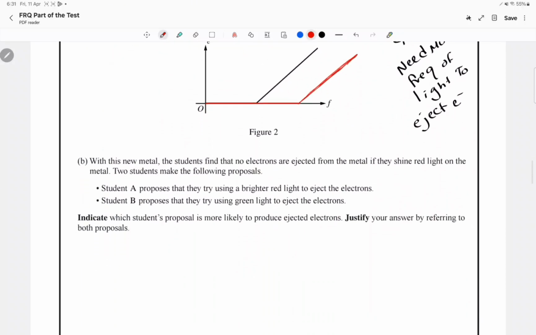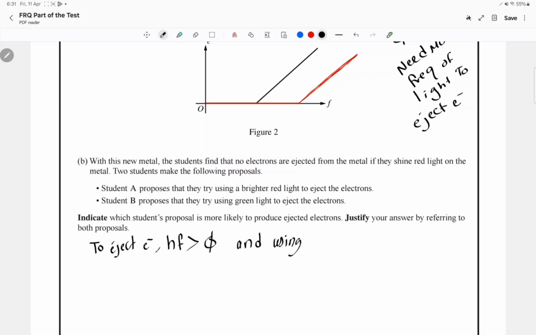With this new metal, the students find that no electrons are ejected from the metal if they shine red light. Two students make the following proposal. Student A says, let's try a brighter red light. Student B says, let's use a green light. Which proposal is more likely to produce ejected electrons? So guys, look. Student B. Why? Because green has more. To eject the electrons, the hf must be more than the work function.